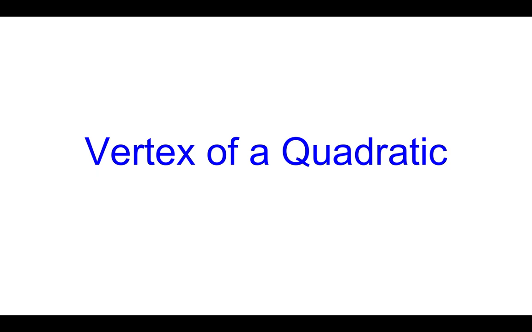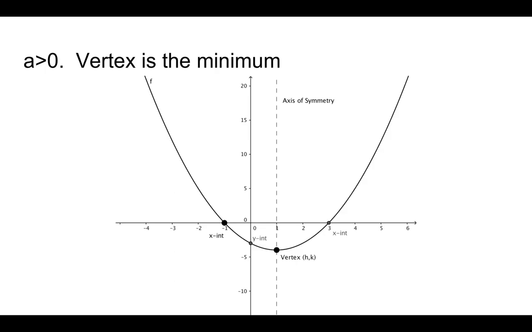In this video, we are looking at finding the vertex of a quadratic or parabola. Keep in mind that if you have a quadratic, f of x equals ax squared plus bx plus c, the leading coefficient tells you if the graph points up or down. If a is positive, the graph points up, and the vertex is a minimum.